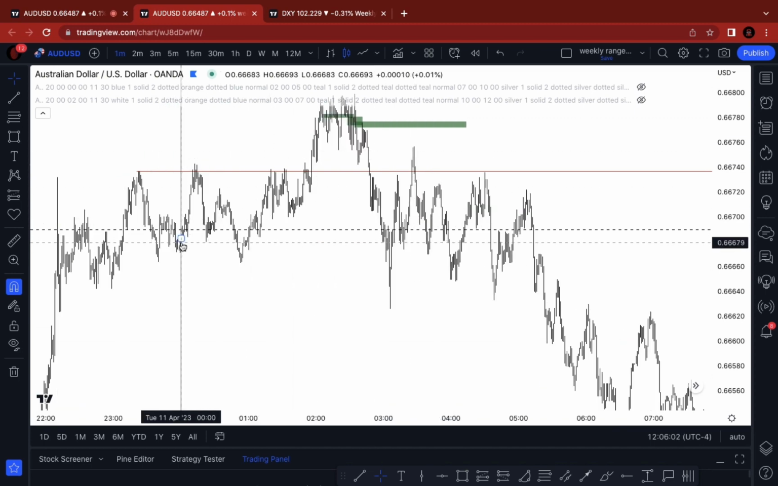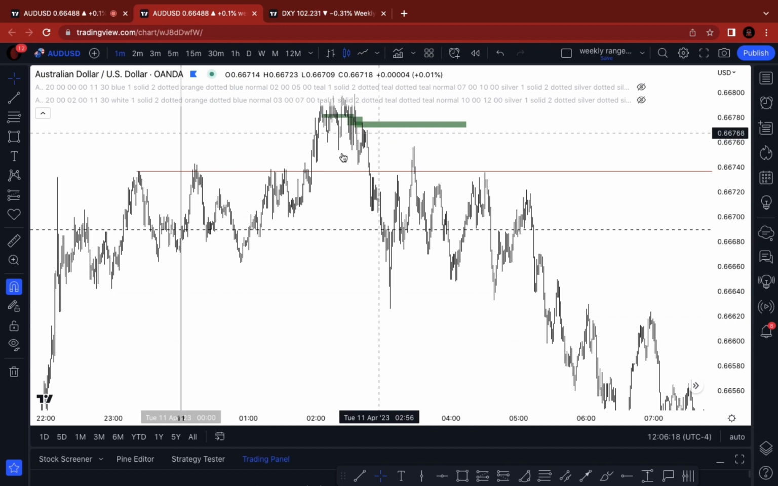Right here is midnight. You can clearly see it's above the midnight opening price, not this dashed line. This dashed line is the weekly opening price, Sunday's opening price. But here is midnight opening price. It's almost on the same line as Sunday's opening price. And you can see it pulls up into a premium.